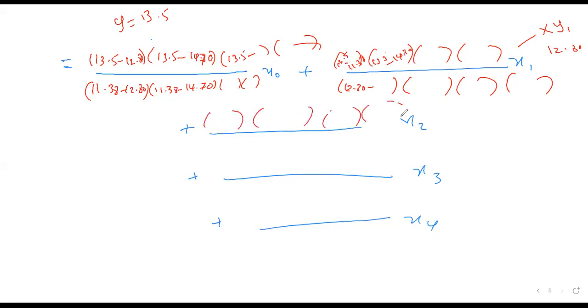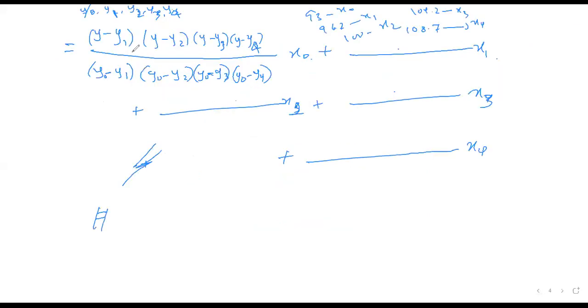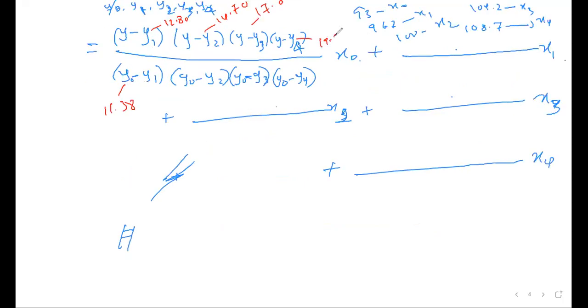Only thing is you have to write the earlier part correctly. I missed it in the earlier window, but you better substitute whatever the value is there. For example, in here you have to omit the y naught here, 11.38. Here you have to put all the other ones: 12.80, 14.70, 17.07, and 19.91. Okay, so same thing coming down.